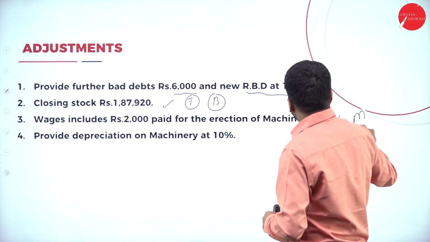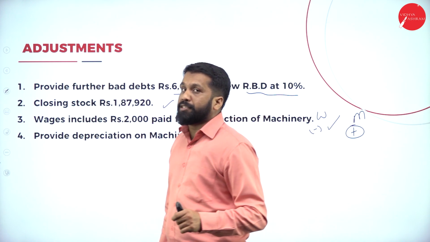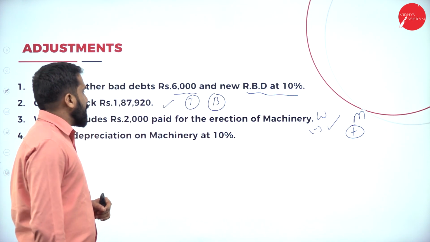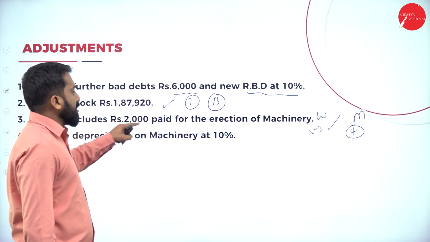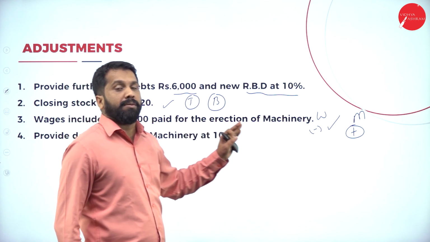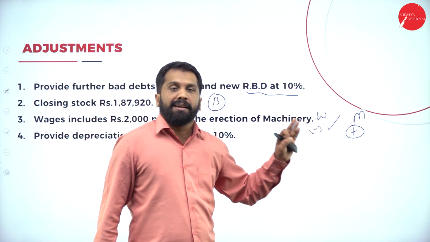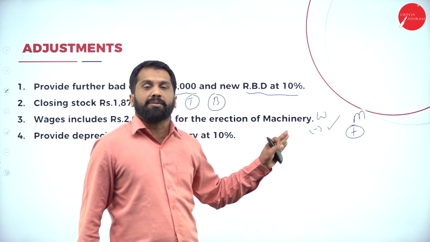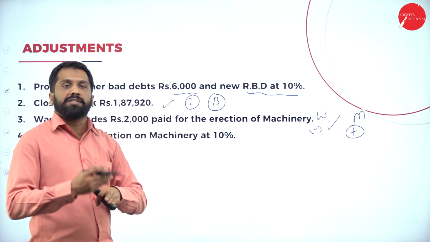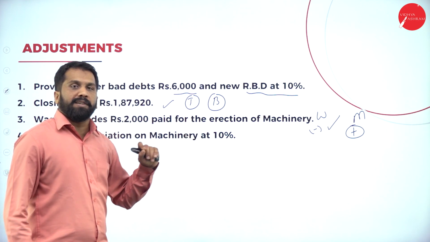From machinery, we should add. For wages, we should minus. Why? Because 2,000 worth is included in wages, but it should be included in machinery. Wrongfully, it has been included in wages. What we can do is cancel it from wages and add it back to machinery.